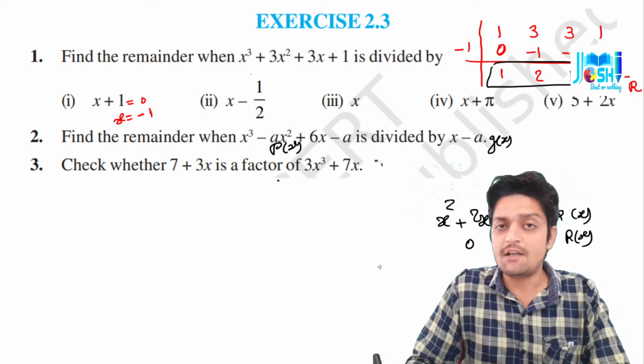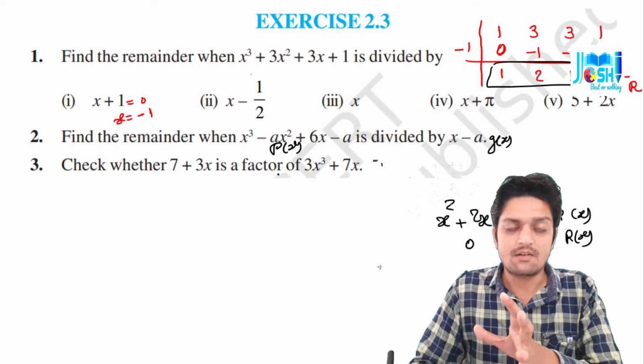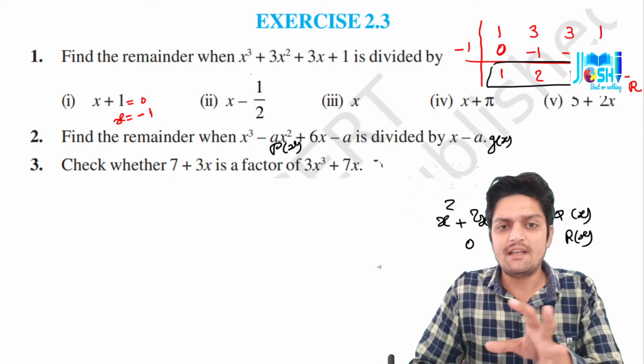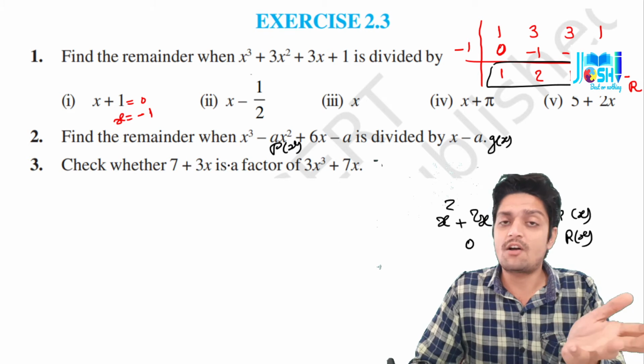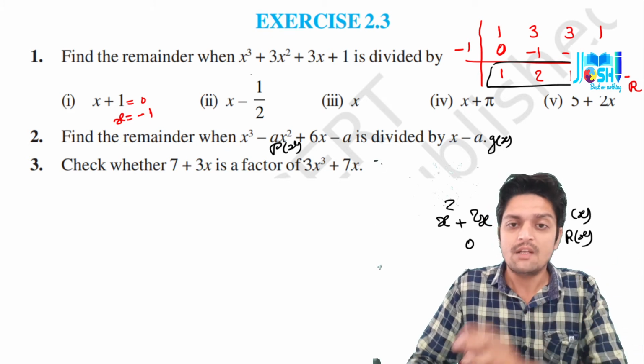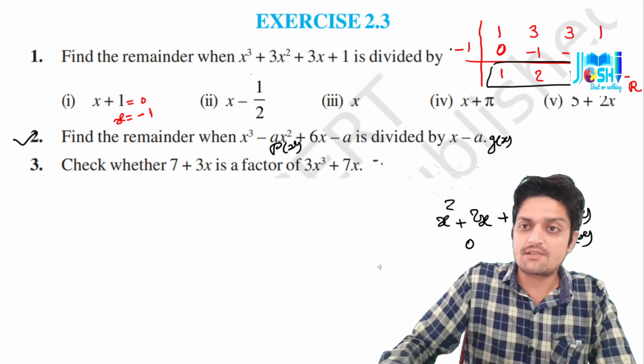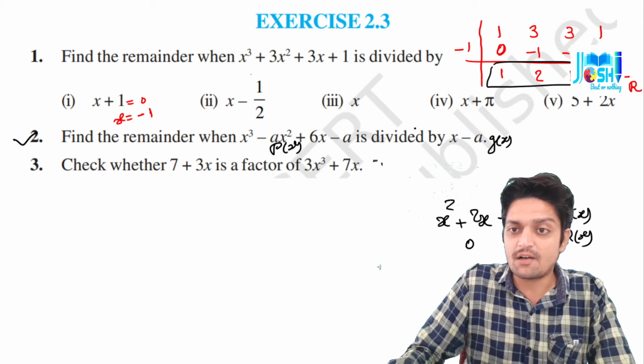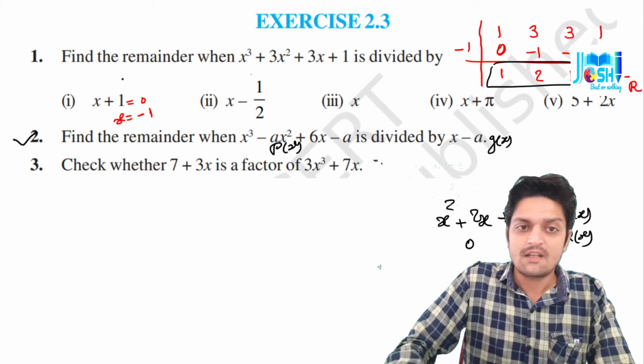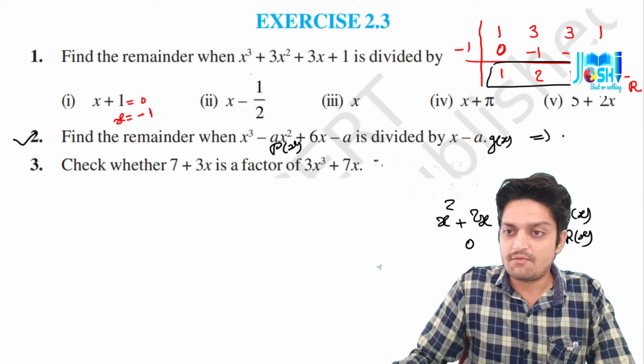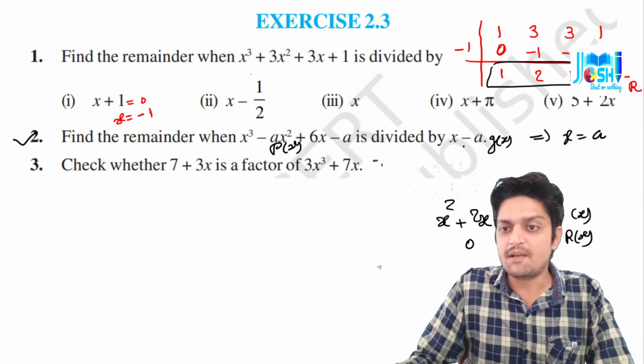See, here I don't teach you long division, because that is so boring, and here it is not specifically given that long division is compulsory. So this second question also you have to solve by this method only. So here x minus a is 0, so the value of x is equal to a. Okay, because x minus a is equal to 0, so x is equal to a.